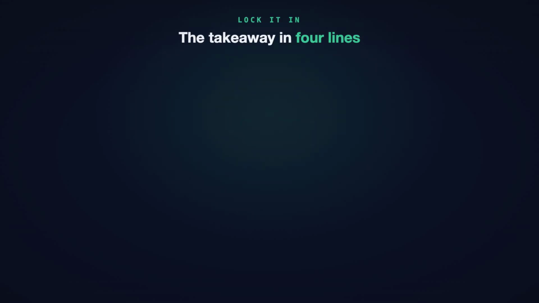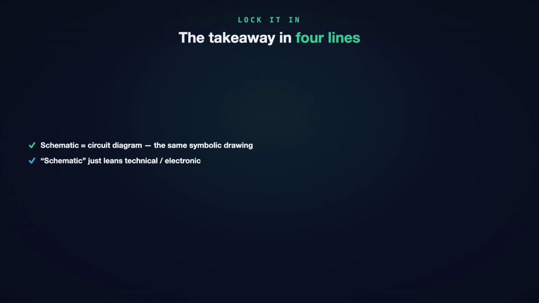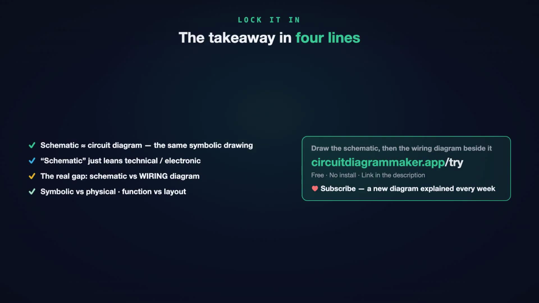So, circuit diagram versus schematic diagram. Let's lock it in. For the drawing itself, schematic and circuit diagram mean the same thing: a symbolic picture of how a circuit works, built from standard symbols and connection lines. The word schematic just leans a little more technical and electronic. Do not let anyone sell you a hard distinction there, because there is not one. The real difference is with the wiring diagram: symbolic versus physical, function versus layout. Schematic tells you how it works. Wiring diagram tells you how to build it. And pictorial and block diagrams sit at the two far ends of the same family.